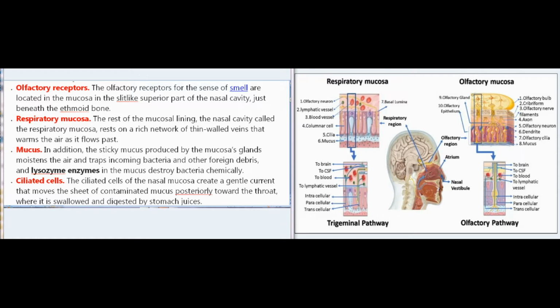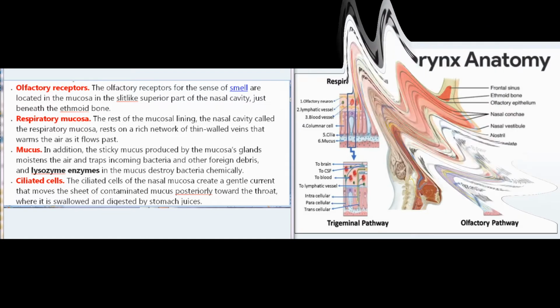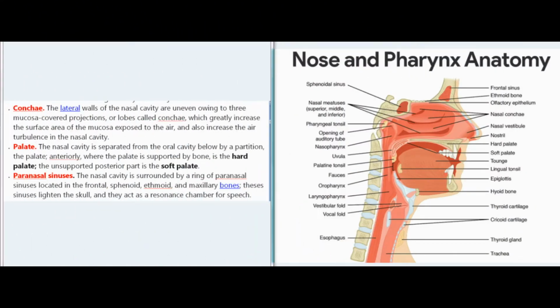Ciliated cells. The ciliated cells of the nasal mucosa create a gentle current that moves the sheet of contaminated mucus posteriorly toward the throat, where it is swallowed and digested by stomach juices. Conchae. The lateral walls of the nasal cavity are uneven owing to 3 mucosa-covered projections, or lobes, called conchae, which greatly increase the surface area of the mucosa exposed to the air, and also increase the air turbulence in the nasal cavity.